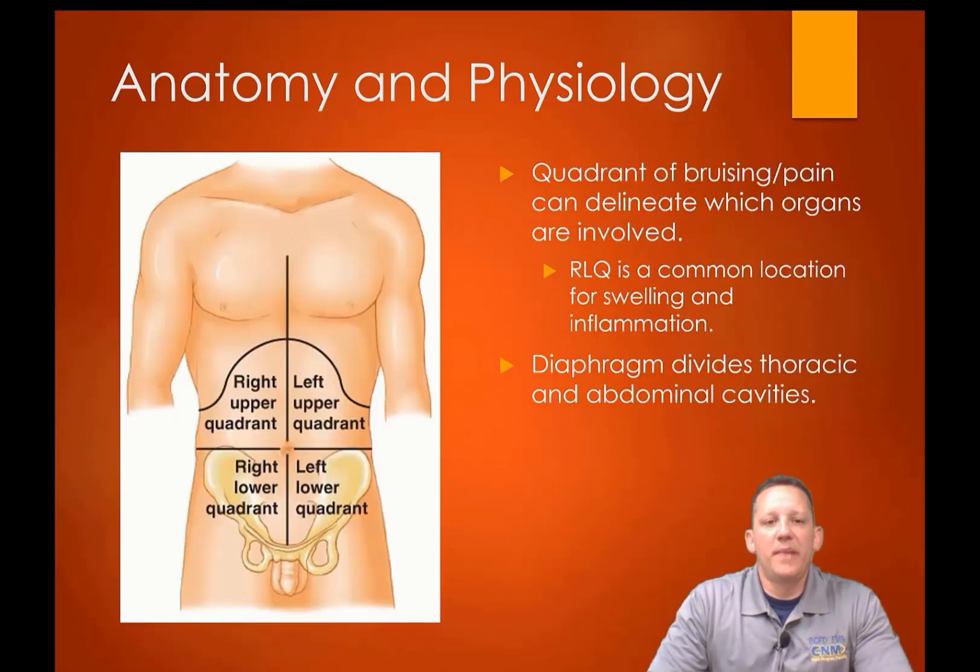Now, while we can have some radiating pain and what we would call diffuse or not very pinpointed pain, the quadrant that's most affected is generally a good indicator of what organ is actually involved with the injury or has the inflammation. And so let's look at it from this perspective. If you have a right lower quadrant pain, that is normally something that's associated with, say, appendicitis.